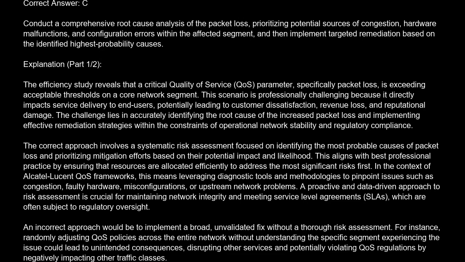The correct answer is C. Conduct a comprehensive root cause analysis of the packet loss, prioritizing potential sources of congestion, hardware malfunctions, and configuration errors within the affected segment, and then implement targeted remediation based on the identified highest probability causes. Explanation. The efficiency study reveals that a critical quality of service, CoS, parameter, specifically packet loss, is exceeding acceptable thresholds on a core network segment.